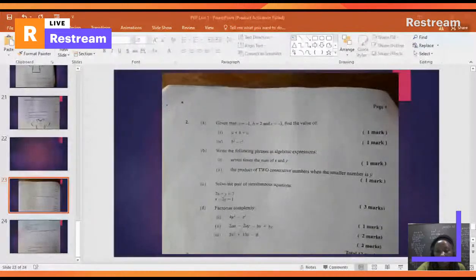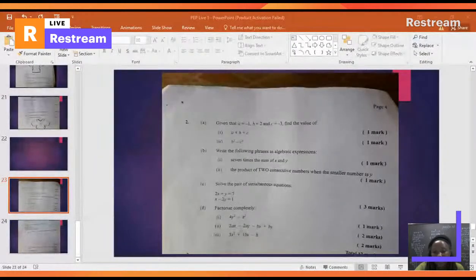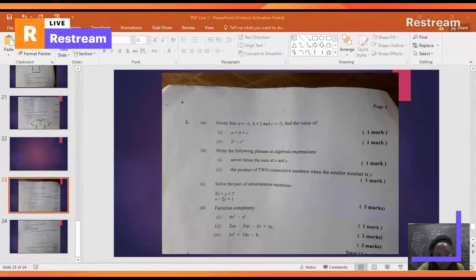All right, for B, write the following phrases as algebraic expressions. I says 7 times the sum of x and y. No, we have to first find the sum of x and y. So we're going to put that in bracket. Put x and y in brackets and then put 7 in front. So it's 7 brackets x plus y.